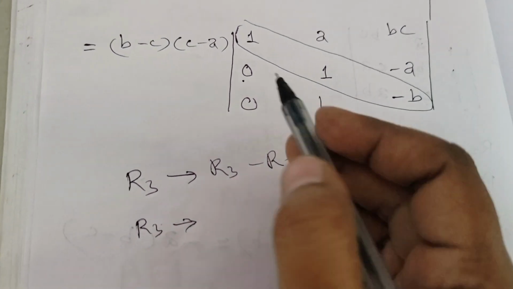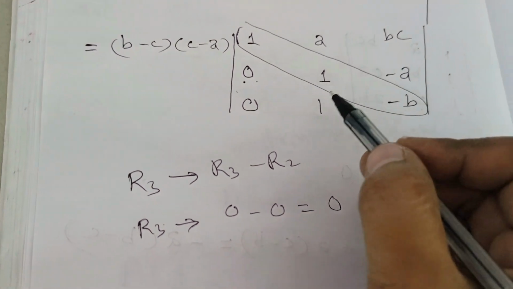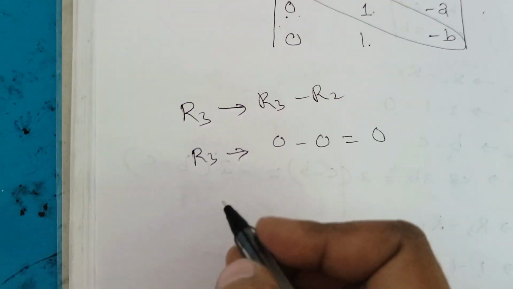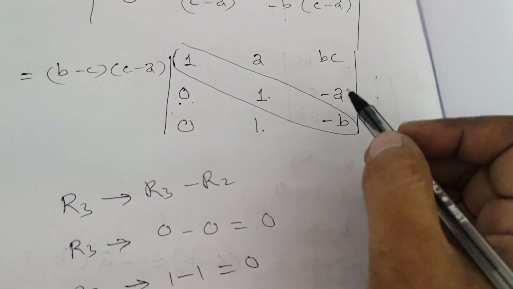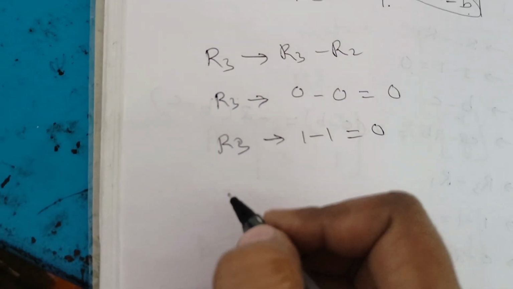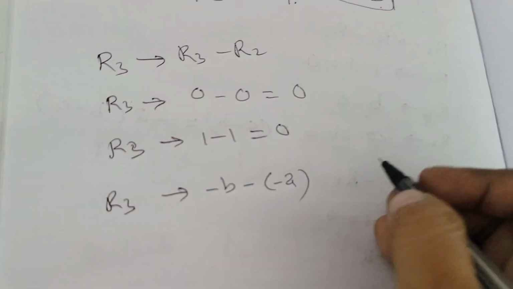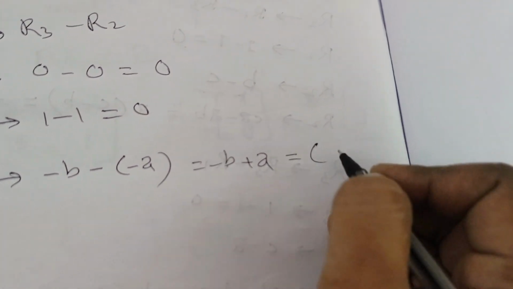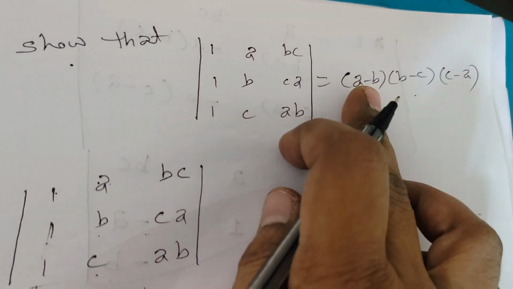R3 first term is 0, R2 first term is 0. 0 minus 0 is 0. R3 second term is 1, R2 second term 1. So 1 minus 1 is equal to 0. Here R3 third term is minus b and this is minus a. R3 minus b minus of minus a. So we get minus b plus a. Minus b plus a can be written as a minus b because here we have a minus b.